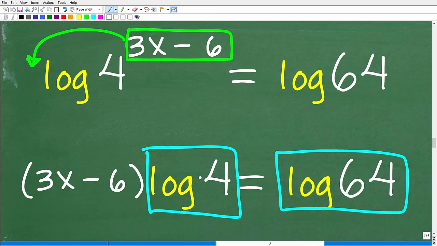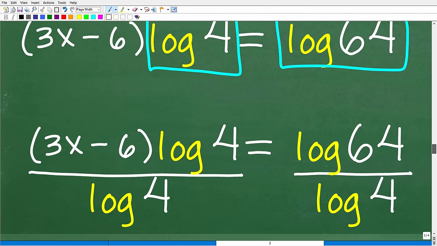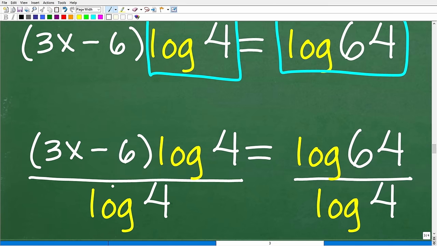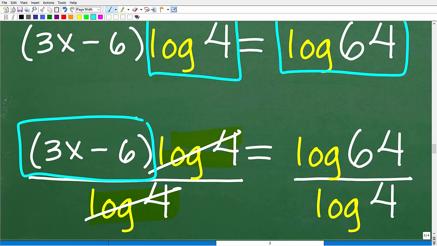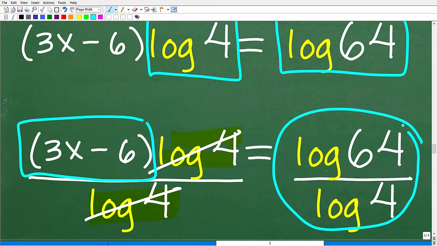The log of 4 is a number, and the log of 64 is a number. Okay, so what do we want to do here? Well, the easiest way to solve this equation at this point is to divide both sides of the equation by log of 4. And when I do that, the left-hand side, these log of 4s are going to cross-cancel. So I'm just going to be left with 3x minus 6. And then here I have log of 64 divided by log of 4.